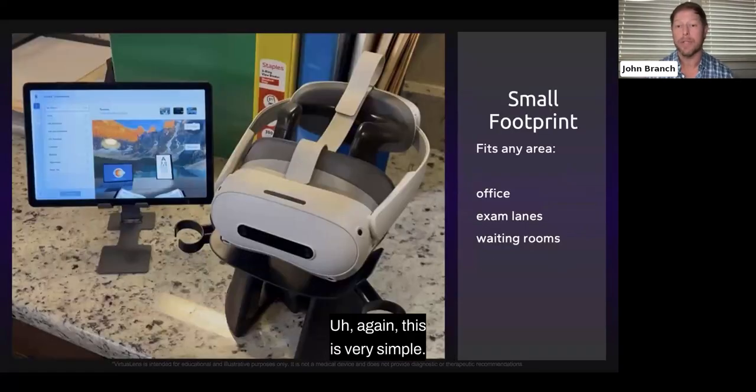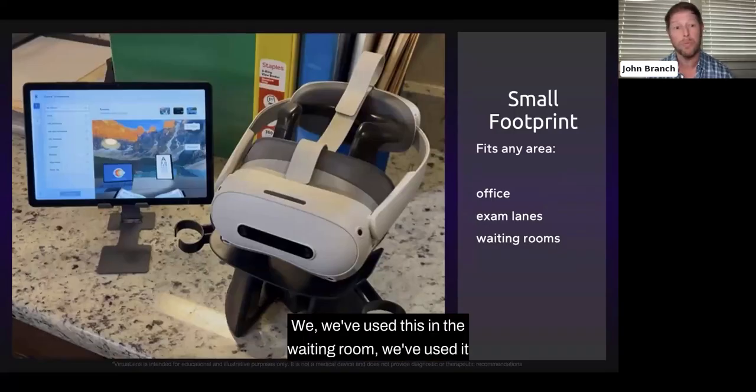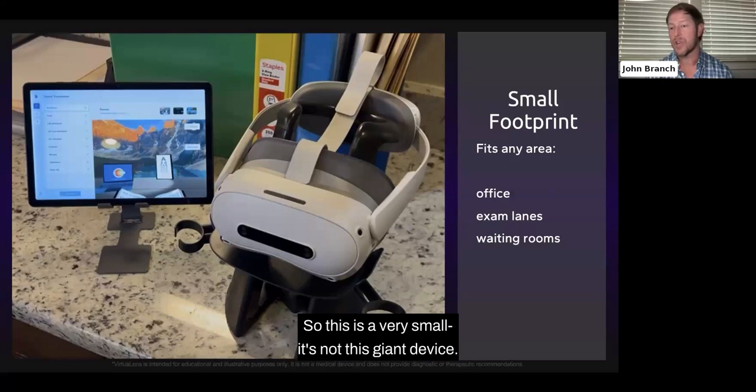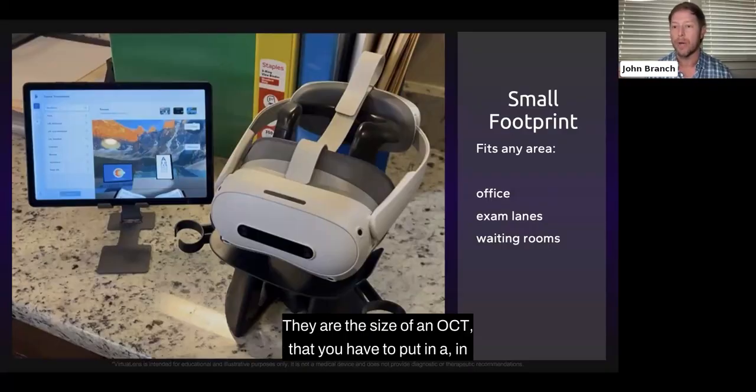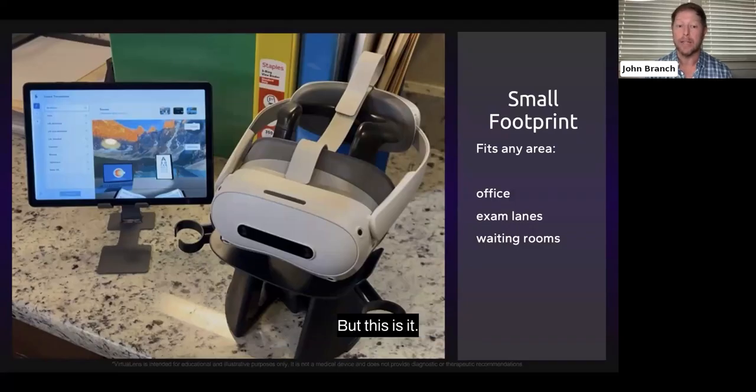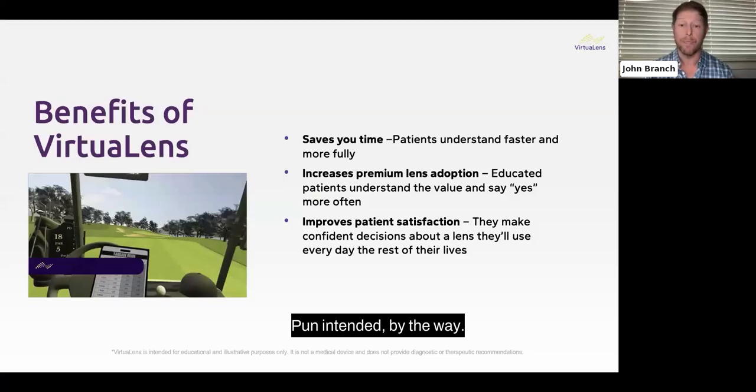Again, this is very simple. This is very small. We've used this in the waiting room. We've used it in the exam lane, and then our counselors also use it. So this is very small. It's not this giant device. There's some devices out there that are massive. They are the size of an OCT that you have to put in a standalone room to do this. But this is the whole device you're seeing right here. So you can use this virtually anywhere. Pun intended, by the way.